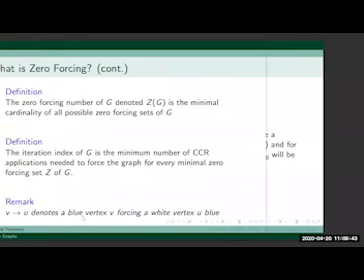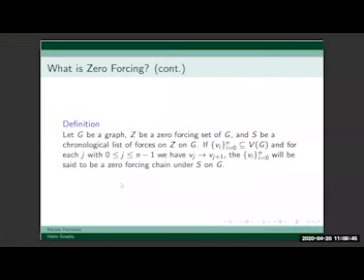Our last definition for our precursor stuff is for zero forcing chain. This one's a bit more technical than the other ones, but we have a graph G and we let Z be a zero forcing set of G and S be a chronological list of forces on Z of G. And then if we have this set of vertices here that is a subset of the vertex set of G, and for each i less than n-1, we have v_i forces its neighboring vertex v_{i+1}, then we call this set a zero forcing chain under S on G.